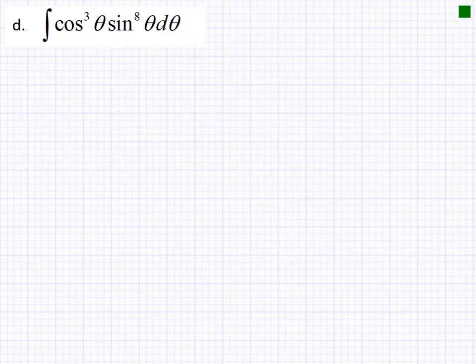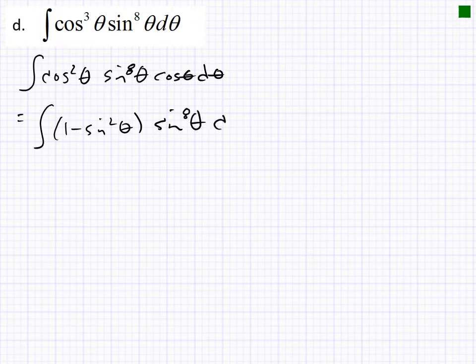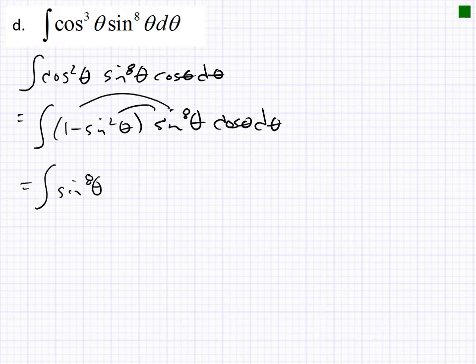This one's all about the cosine being to the odd power. So I'm going to write this as cosine squared theta sine to the 8th theta cosine theta d theta. Then I'm going to take cosine squared and write it as 1 minus sine squared, times sine to the 8th theta cosine theta d theta. This distributes in here: sine to the 8th theta minus sine to the 10th theta times cosine theta d theta.